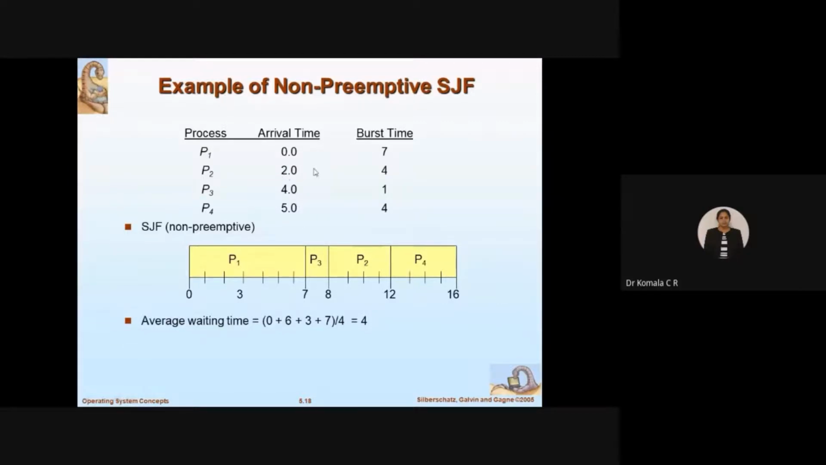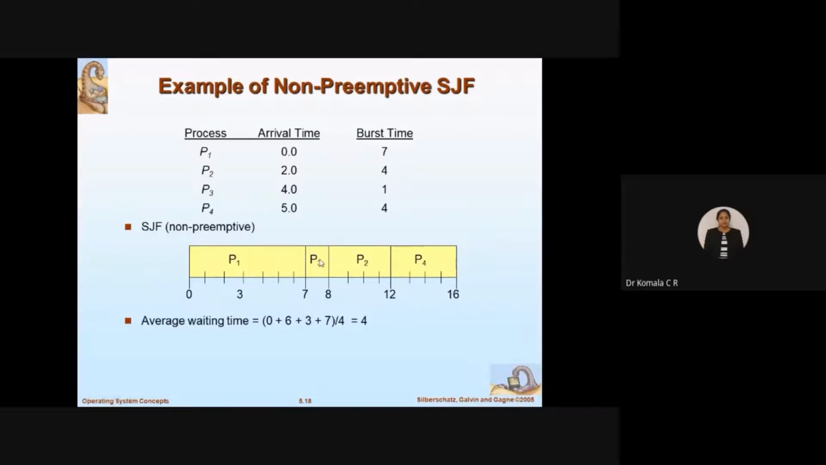Among these three, now observe the required burst time. Based on this required time, I'll decide which one to start, whether P2, P3, or P4. P2 requires 4 slots, P4 requires 4 slots, and P3 requires only 1 slot. So which requires less time? P3 requires less time. So I will do the shortest job first. P3 I will do first.